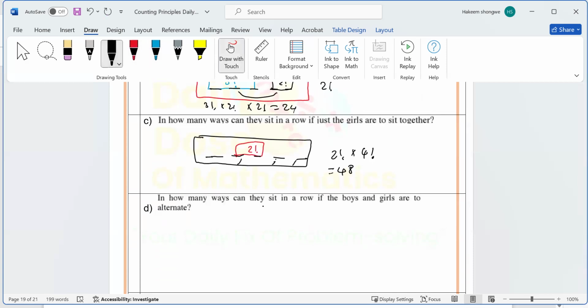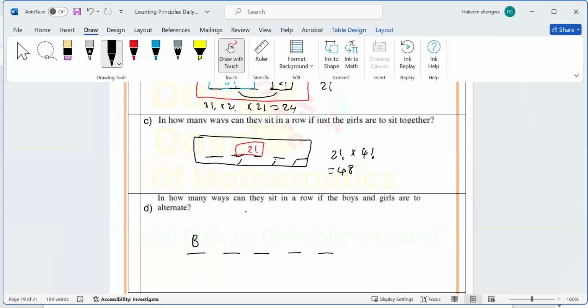In how many different ways can they be seated in a row if boys and girls are to alternate? Now this one is called alternate. If they are to alternate, they must mix. So you must have a boy, girl, boy, girl. So the only way this can happen, we must have a boy first. Let's explain that one.